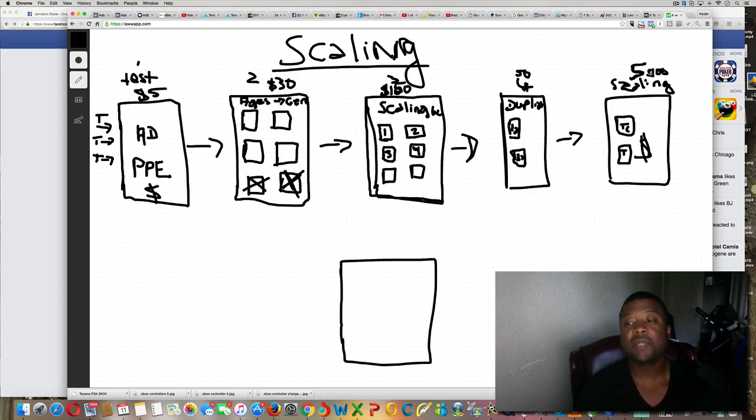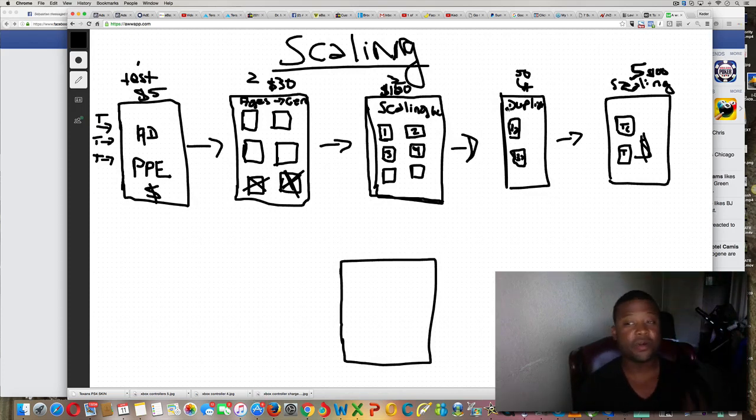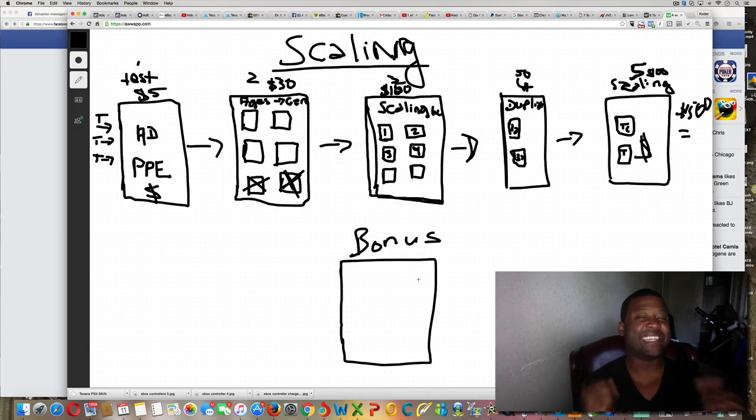You see? So you take one ad where you were spending $5, but through a series of scaling, slowly but surely, you know what you're doing, boom, you're spending $500 a day on one ad. And it's making you $5,000 a day, which is cool, right? So that's what you want. And then the bonus, here's a bonus scaling. Powerful stuff, guys. I know you love this, right?